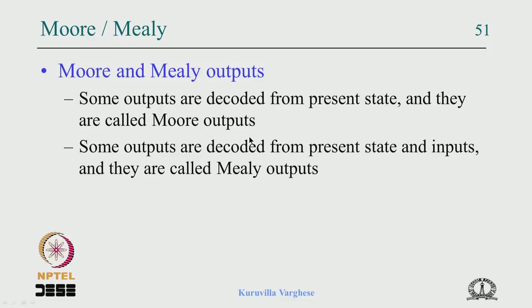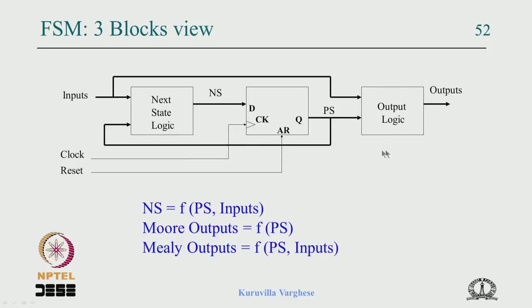So we can modify that earlier architecture or structure, where the output logic gets not only the present state but also the inputs, okay. So here the next state logic decodes the next state as a function of present state and inputs, and the output logic generates some outputs as a function of present state, which are called Moore outputs, and the output logic decodes some outputs as a function of present state and inputs, which are called Mealy outputs, okay.